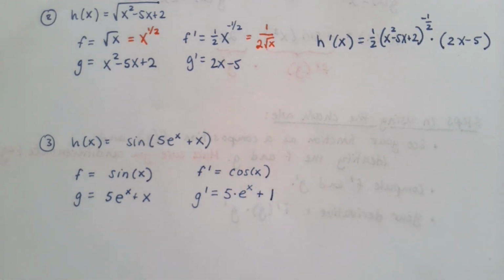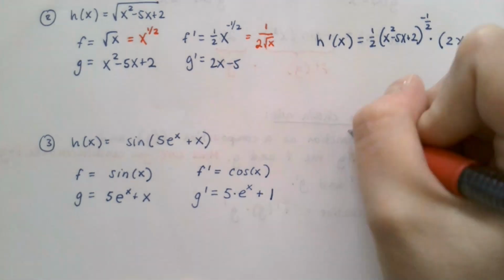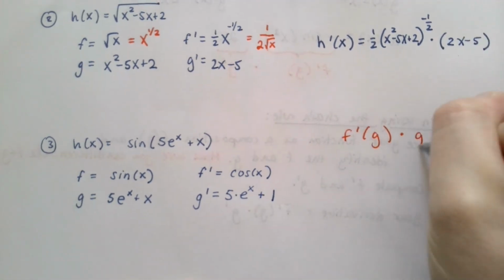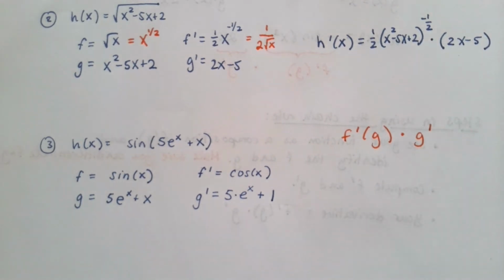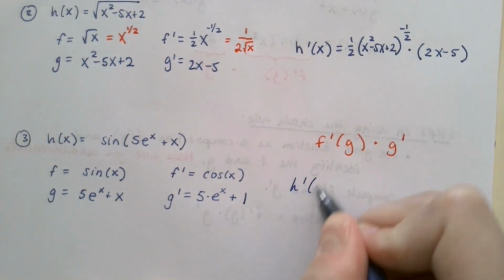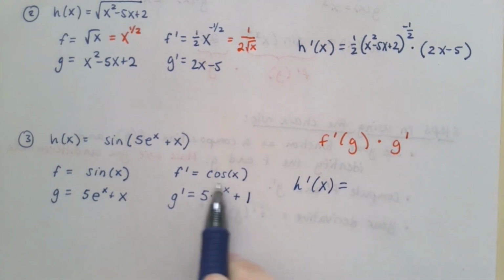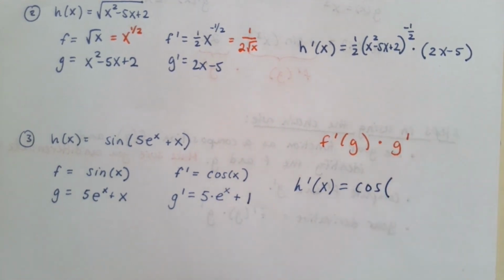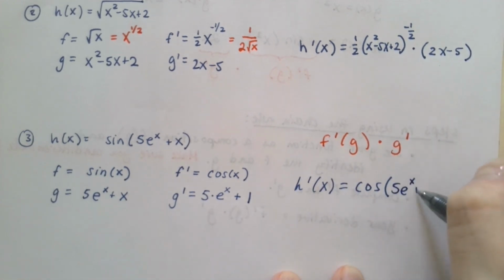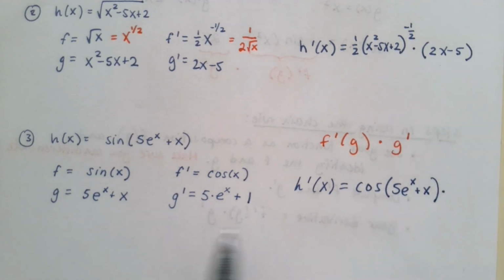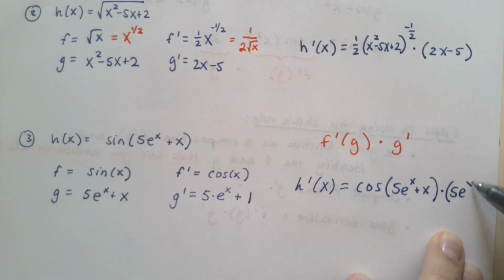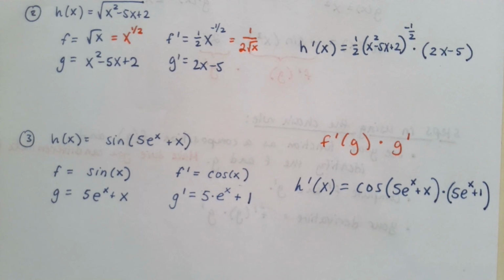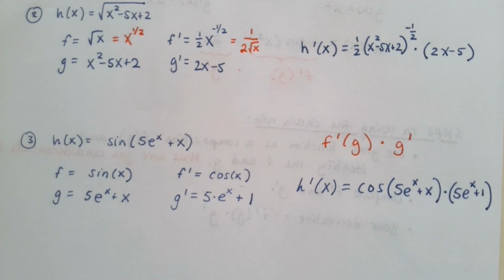All right, so one more time, I'll use my chain rule. I want f prime of g times g prime. So h prime of x equals, all right, so f prime is cosine, and I want to plug g into it, so I'm going to take this function and plug it in, times g prime. So I'm going to multiply by this, and just like the last example, it'll have a set of parentheses around it, so I have 5e to the x plus 1. So what I have is the cosine of this stuff, then times 5e to the x plus 1. And that is my final answer.